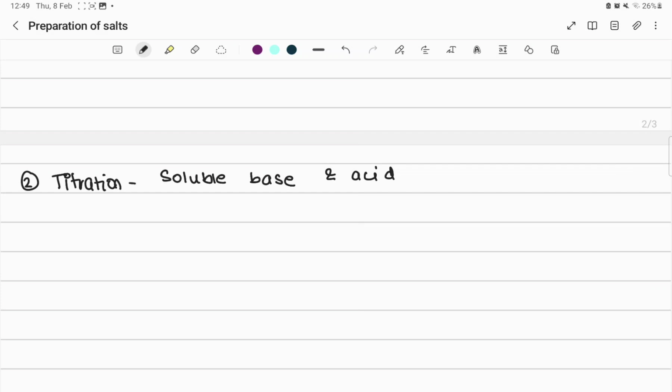You need to know the apparatus here. It's very important. You have the pipette, the burette, the conical flask, and the stirring rod. Actually, no stirring rod for this one. You will also require the indicator.